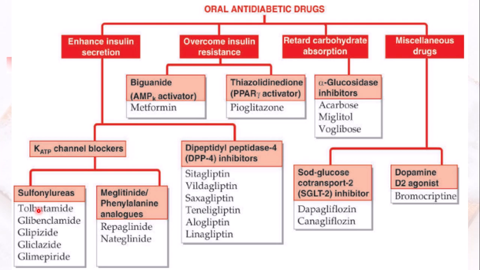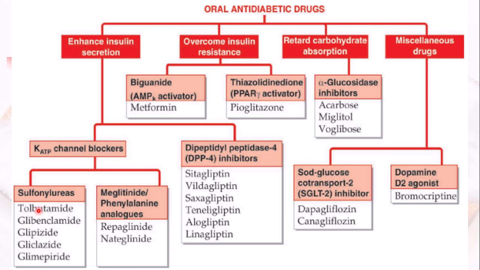So let me try to explain the mechanisms of action. First of all, the sulfonylureas are divided into two: those of the first generation and the second generation. Those listed here are of second generation, and they are the most used drugs because they are more potent and they have fewer adverse effects and drug interactions.